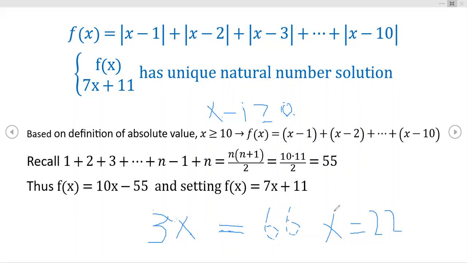Okay, y'all, that's the answer. And that's the only integer solution or natural number solution to this problem. X equals 22 is the only natural number solution. Now, it turns out there's a rational solution to this particular system also, but that's a little more difficult to find.